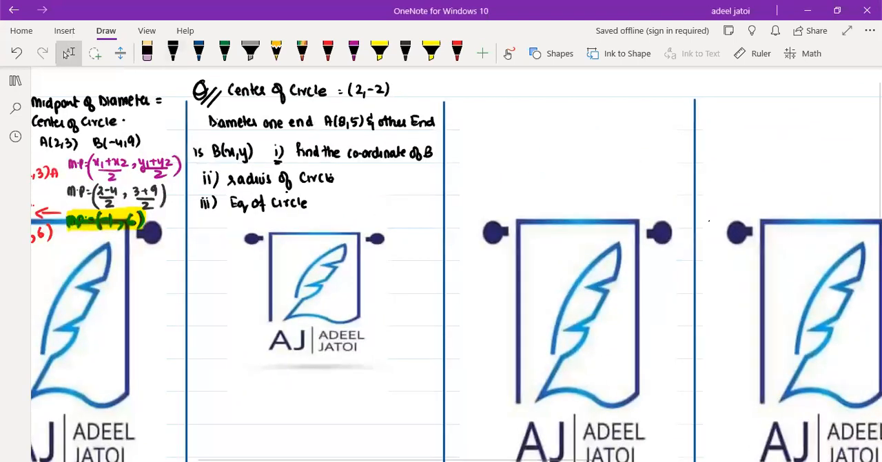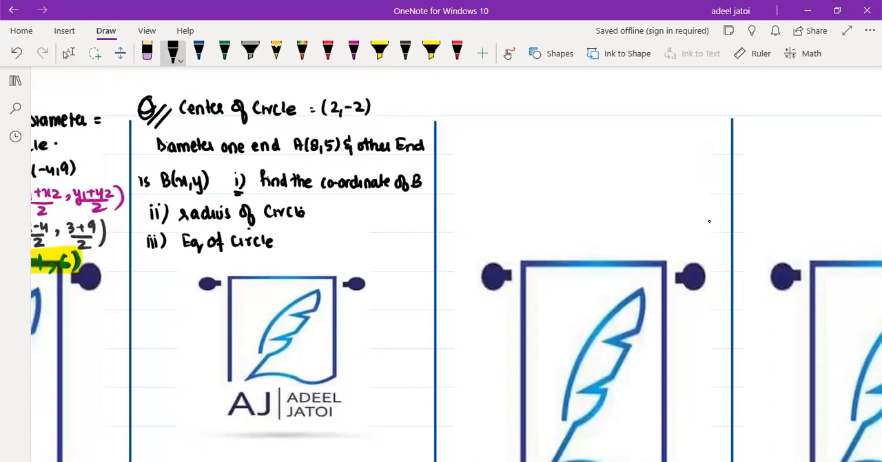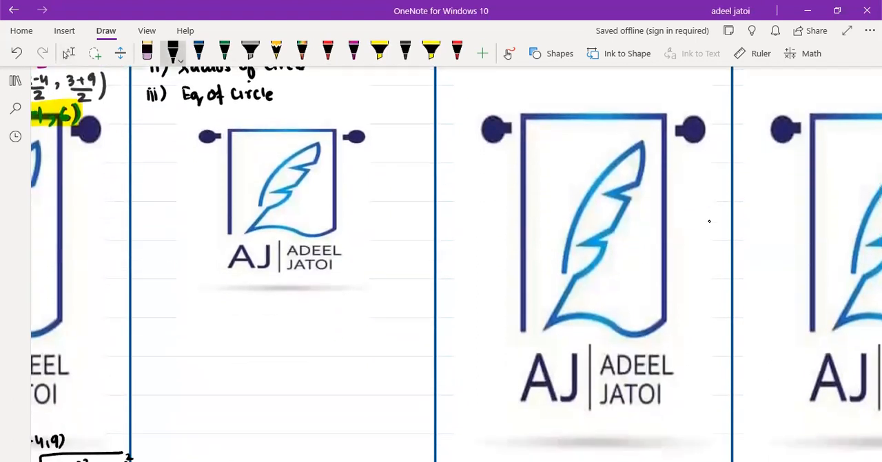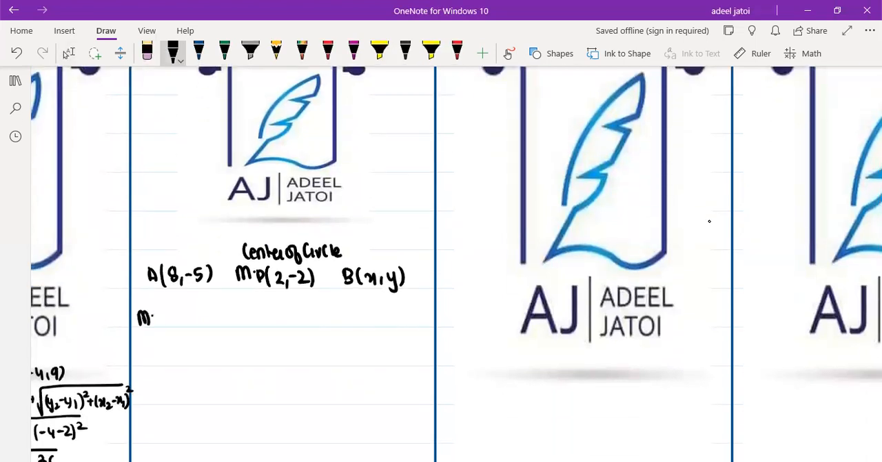Now the other example is that the center of the circle is 2 comma minus 2, diameter one end A is 8 comma minus 5, and the other end is x comma y. Find the coordinate of B. So obviously one end is given, which is 8 comma minus 5, and the midpoint is given, which is 2 comma minus 2, because the center of the circle is basically the midpoint, and B is basically x comma y. So what we can do is use the midpoint reversal.